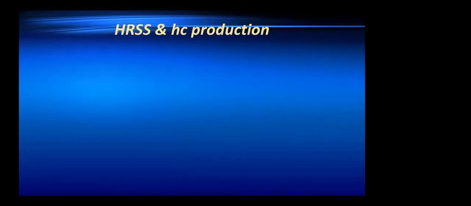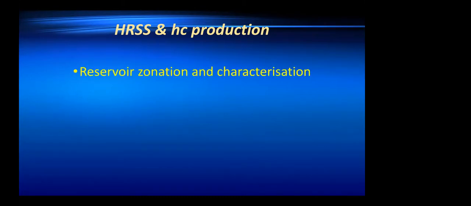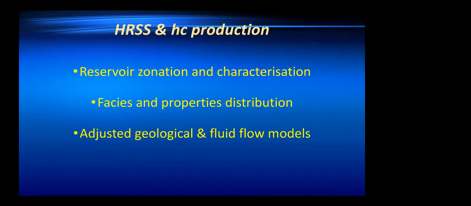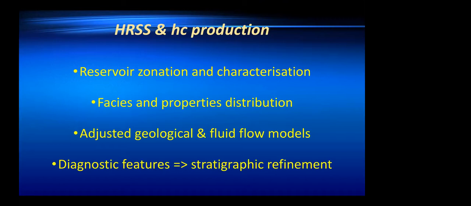So, the application of high resolution stratigraphy undoubtedly optimizes hydrocarbon production by determining flow units within a chronostratigraphic reservoir zonation and characterization, which in turn constrains the distribution of facies associations and properties. The 3D geological and fluid flow models must be adjusted so that the simulated production honors the observed historical data. Adjusted models are robust to forecast production and support reservoir and production management and to implement development production projects. And some diagnostic features signal the opportunity to refine the reservoir zonation.